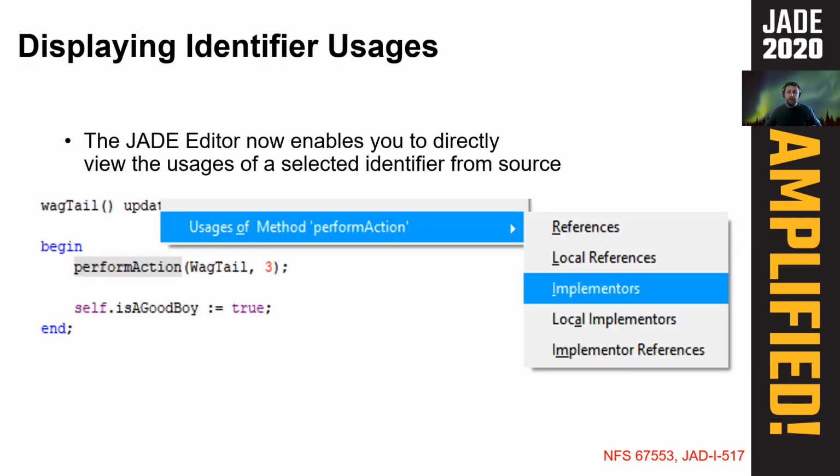A new feature of the JADE editor is the ability to directly view usages of identifiers from method source. You can now position the caret over an identifier or select the entire identifier and right click, and given whether it's a property or method, you'll see a menu of relevant options. The menu items here perform the same actions as selecting it when right clicking a property or a method in the class cluster.